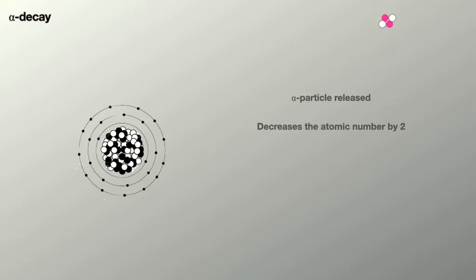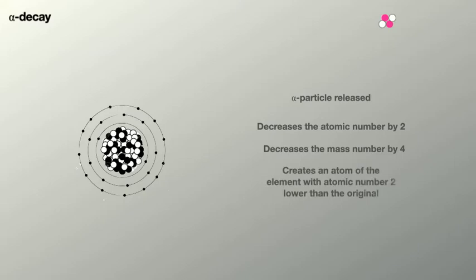Remember, it's the atomic number that defines the element. If you change the number of protons, change the atomic number, you change the element. You've also decreased the mass number by 4. That's 2 protons and 2 neutrons. So you've produced an atom of an element with atomic number 2 lower than the original one.